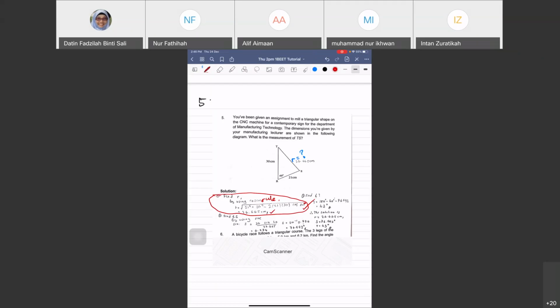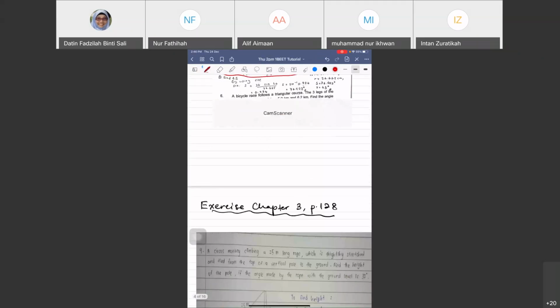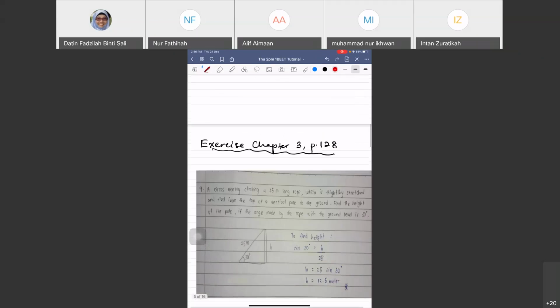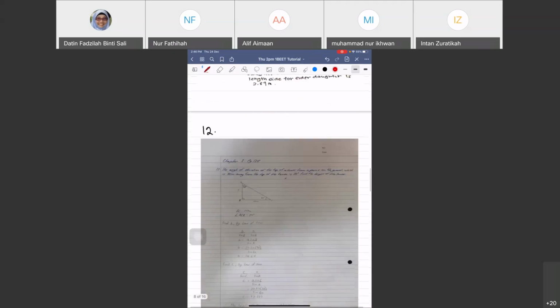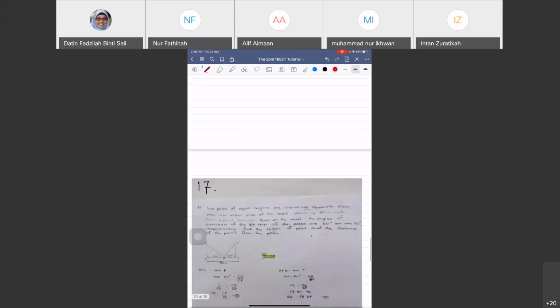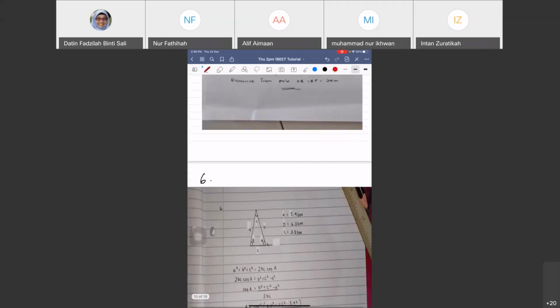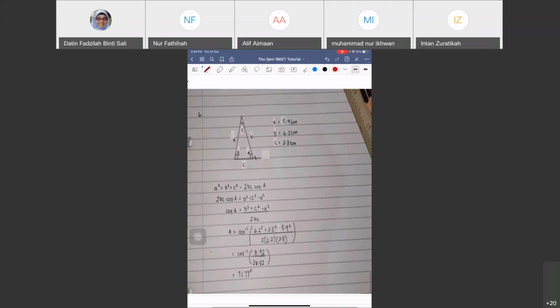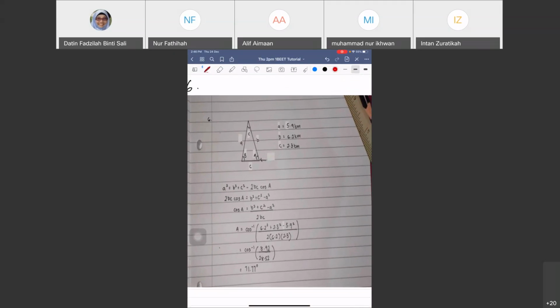This is our last question in exercise 3.6. Okay, Alif. Question 6, I think it's somewhere down here also. Okay, this one. Let's look at question 6. It's about a bicycle. There's no diagram here. The diagram is not given.